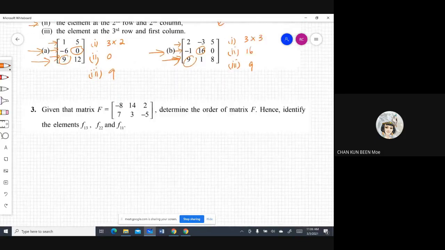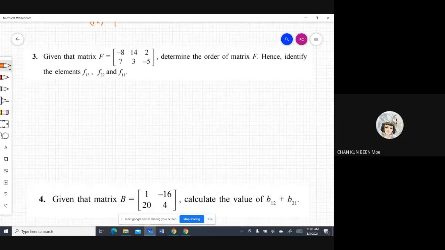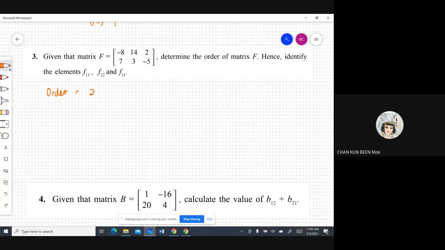Okay, we proceed to question number 3. Given that matrix F, okay, you're given the matrix, determine the order of matrix F. So we have 2 rows. The order of matrix F is 2 by 3, matrix 2 by 3.